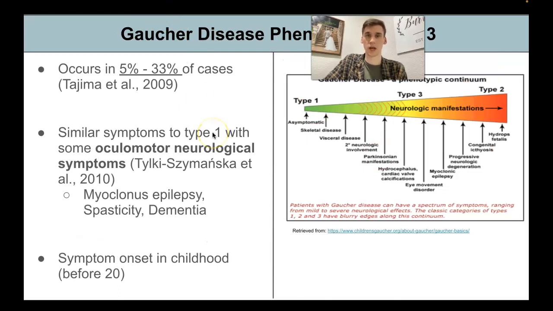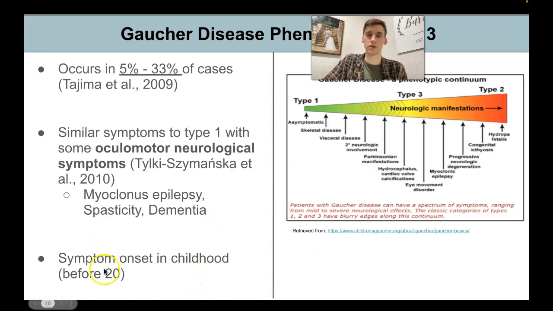And then our last type is type 3. It's a little more common than type 2, but not quite as common as type 1. It has similar symptoms as type 1 with a little added effect of oculomotor neurological symptoms, so there's a neurological effect to it as well. The oculomotor is talking more about the fact that we have that spasticity in type 3. And then we can also have dementia and epilepsy as well.